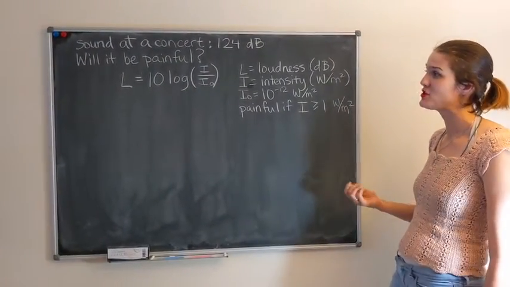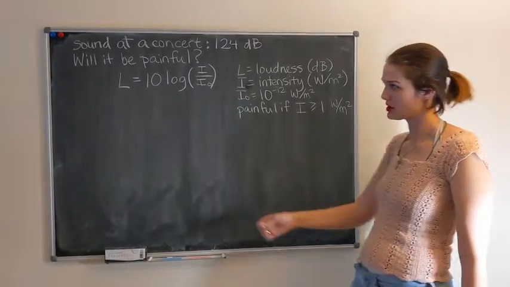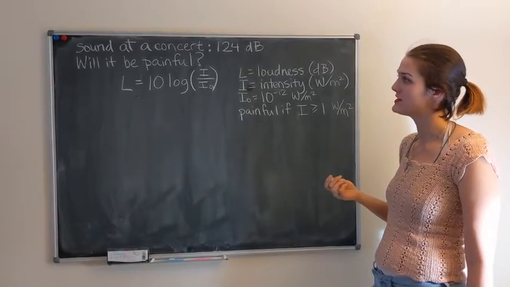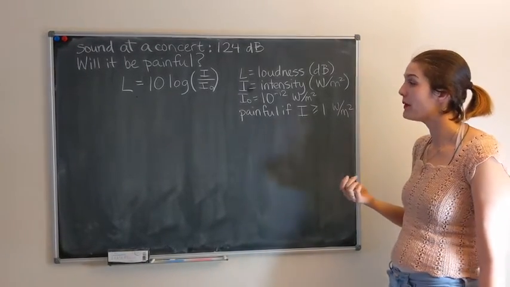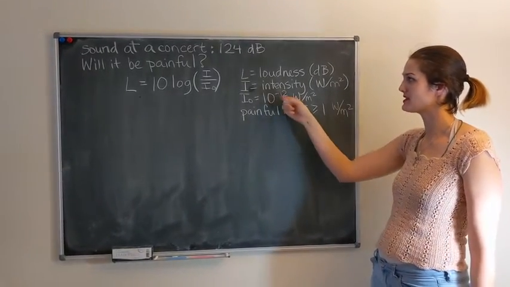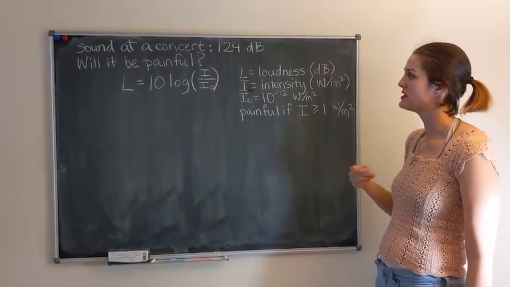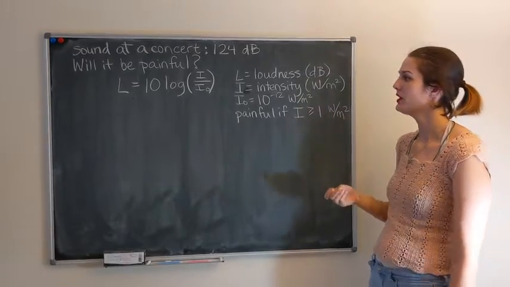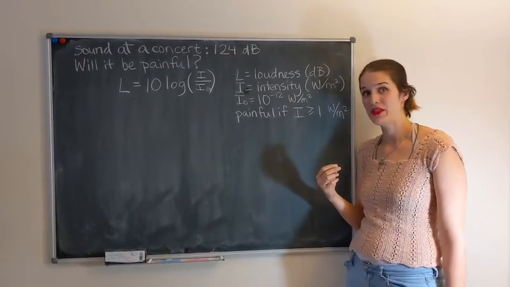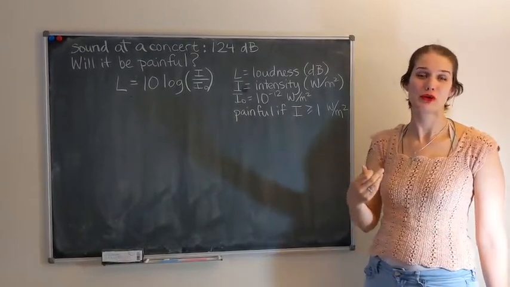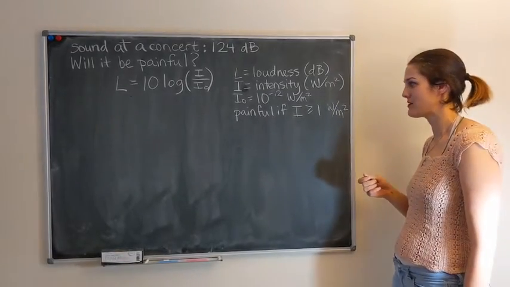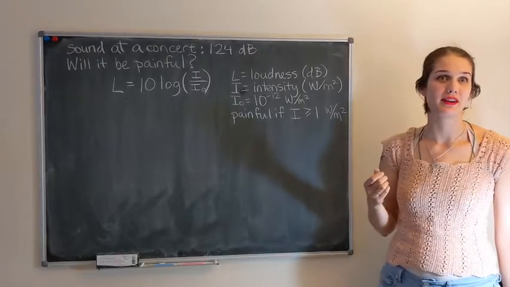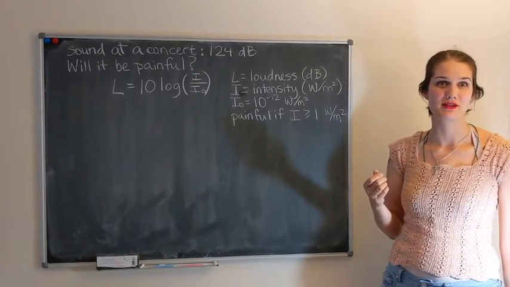So some information that we know from experiments is that we can model the loudness as 10 times the log of the intensity over a base level intensity, and that base level intensity has been found to be 10 to the negative 12 watts per square meter. And we also know that it is painful for humans to listen to a sound whose intensity is greater than or equal to 1 watt per square meter.